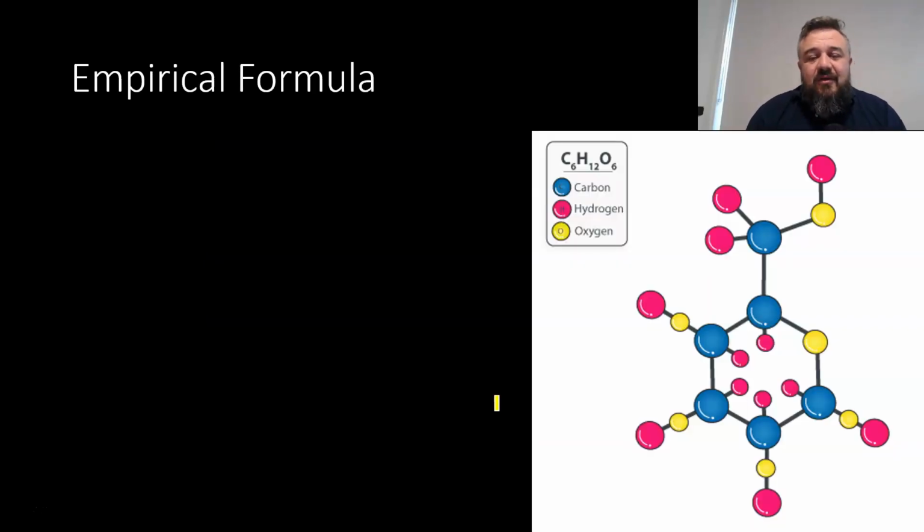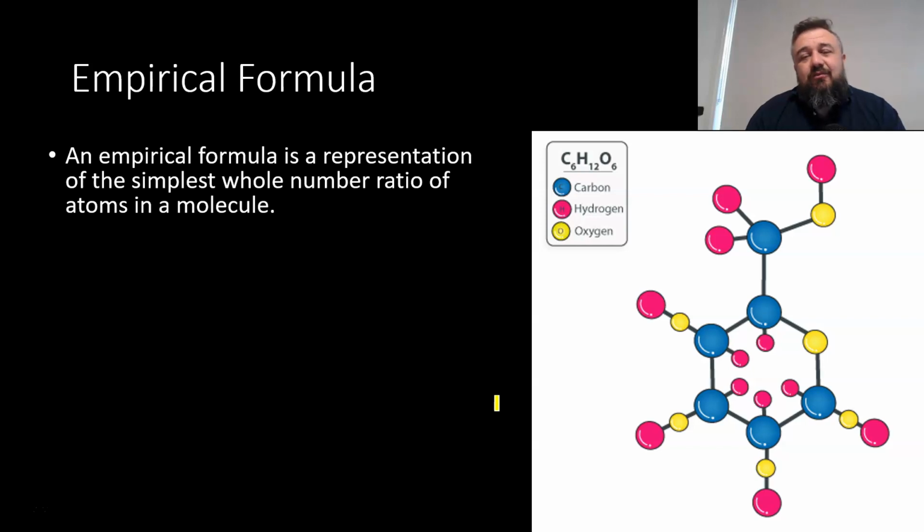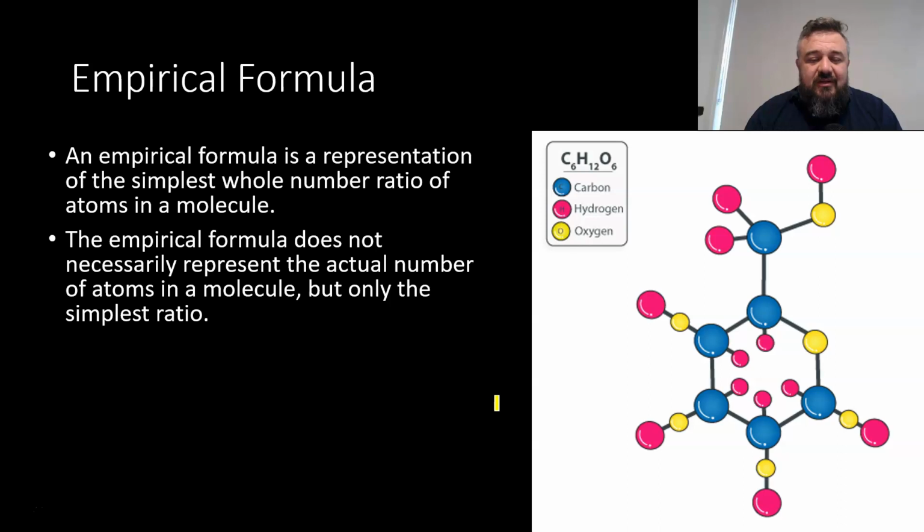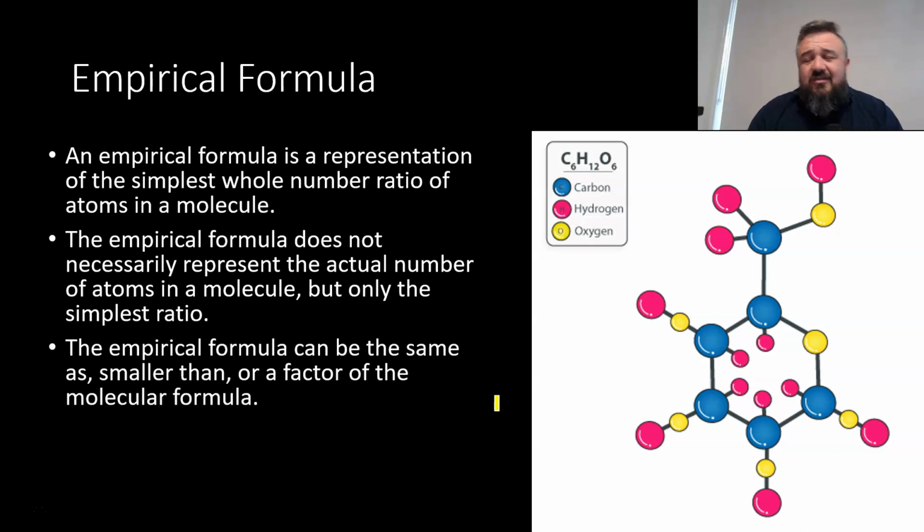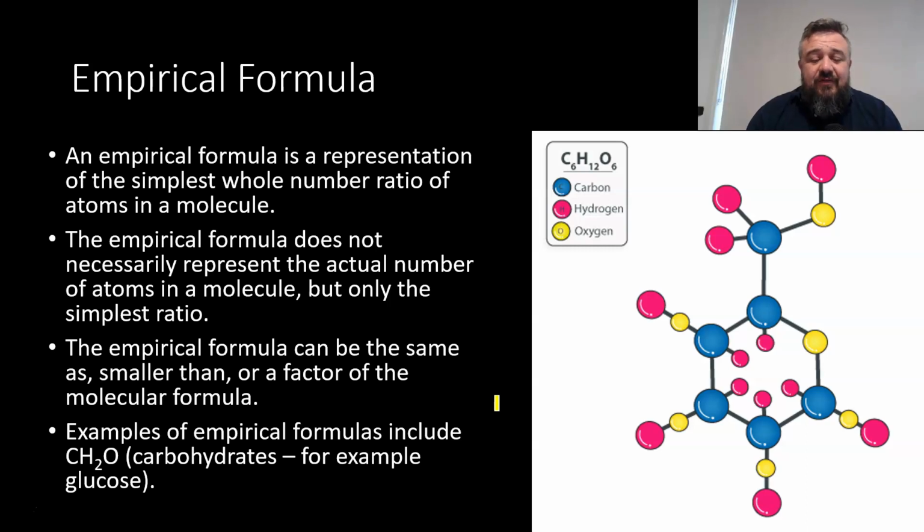Alrighty. So what is the empirical formula? It's a representation of all of the atoms, organized by element, in their simplest whole number ratio. So it doesn't tell us the actual numbers of atoms in a molecule, but it does tell us the simplest ratio, which essentially is a formula unit, right? So the empirical formula can be the same as, or smaller than, or a factor of the molecular formula. It cannot be larger.